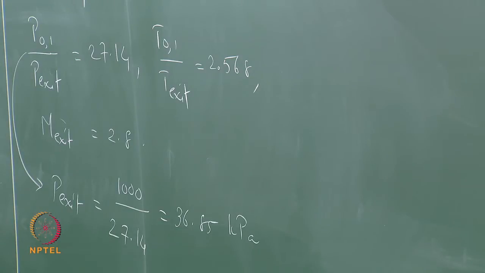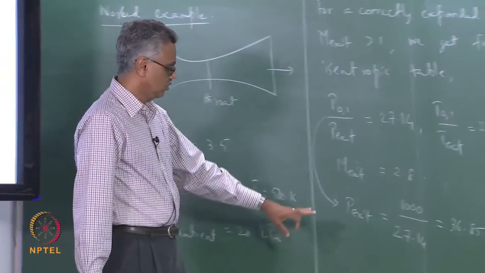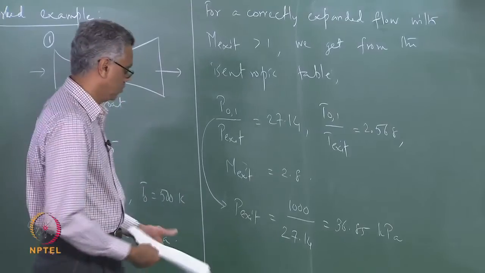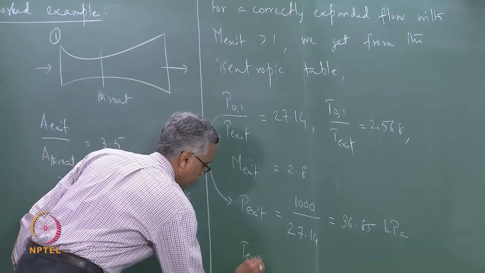So, the given value of exit pressure, ambient pressure, is 20 kilopascal. So, there are no issues. The flow is actually under expanded, right. So, the flow is under expanded. T exit can also be calculated from the above expression.